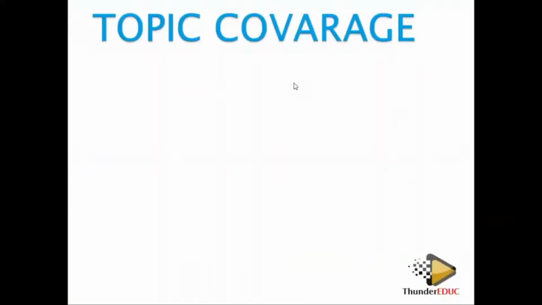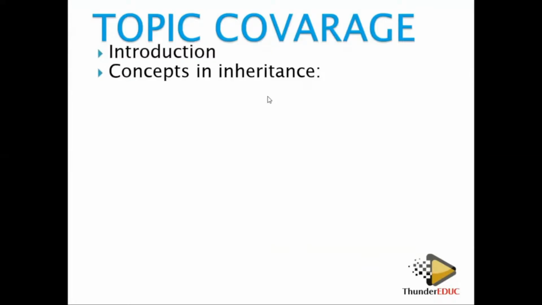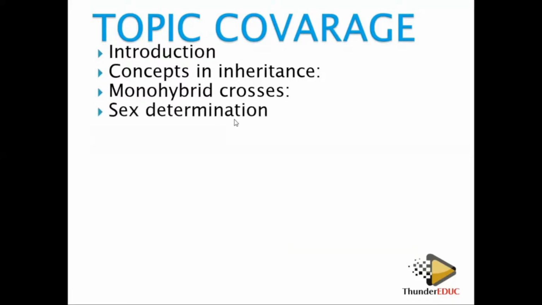Basically, in this topic, these are the things you need to cover. I'm going to cover the following subtopics in this topic. The first one is concepts of inheritance, the terminologies. You need to know the terminologies. Monohybrid crosses, crosses which involve one character, mono, one character. Sex determination, what is the percentage chance for you producing a girl or a boy? How do you determine the sex of a kid?